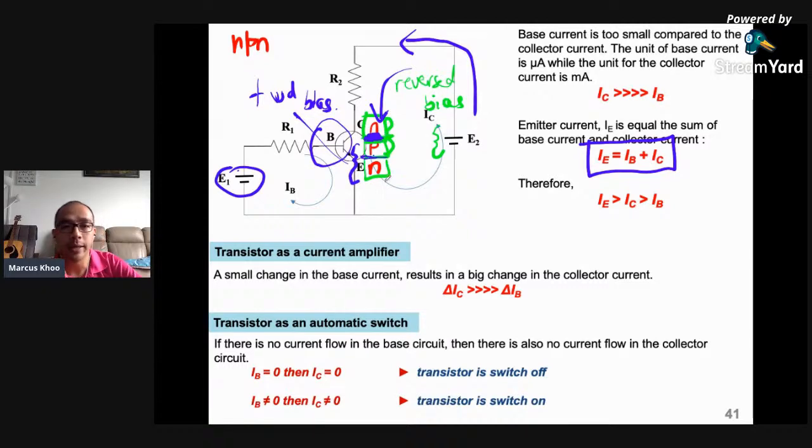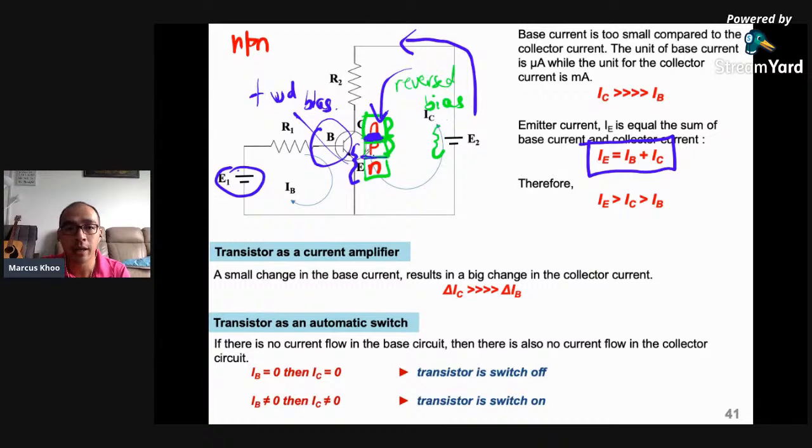Okay, right. So there are two functions to the transistor. Two main functions to the transistor. The transistor can, of course, work as an automatic switch. The first one I want to talk about is the automatic switch. Basically, if there is no current flow in the base circuit, then there is no current flow in the collector circuit.